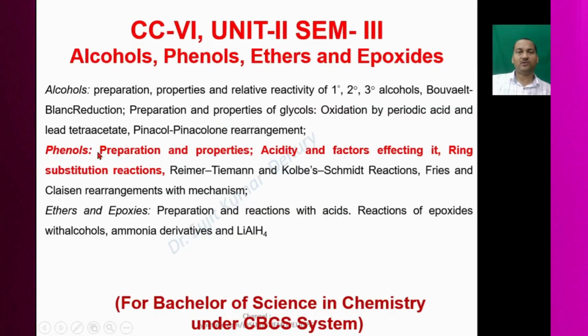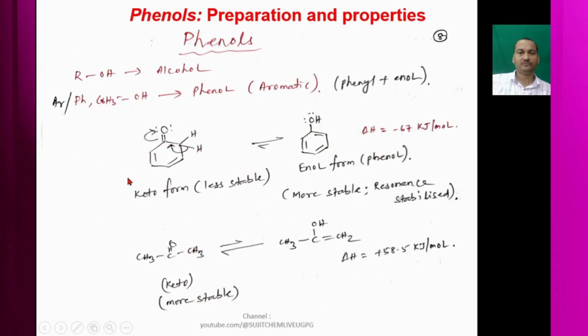Today we are going to talk about phenols: preparation, properties, acidity and factors affecting it, and ring substitution reactions. This is the general formula of alcohol, ROH. Now if we substitute this R group with an aryl or phenyl group, it becomes C6H5OH. That is called phenol and it is aromatic in nature.